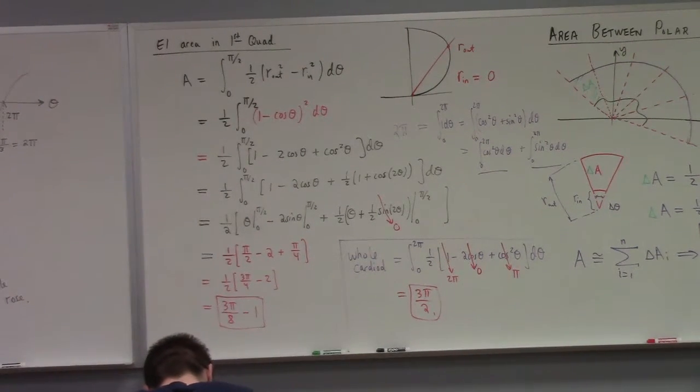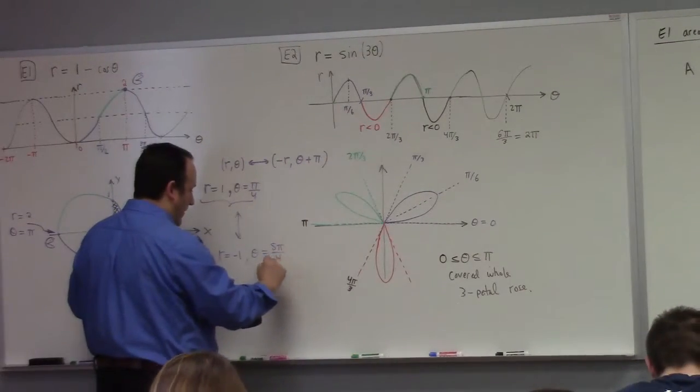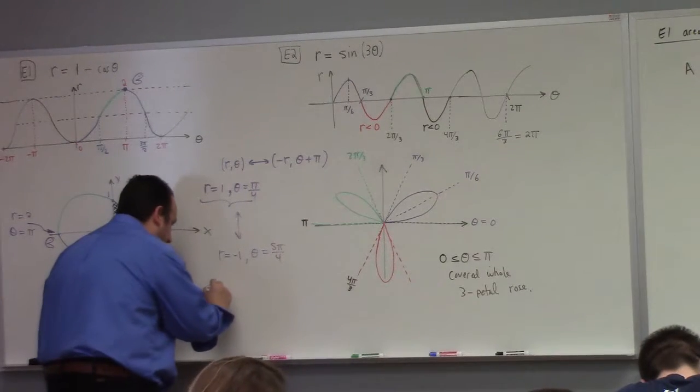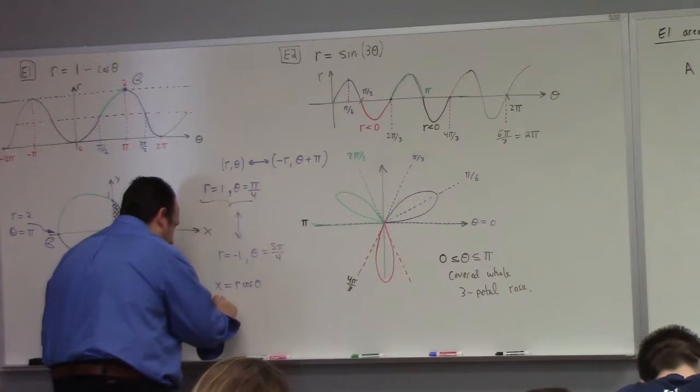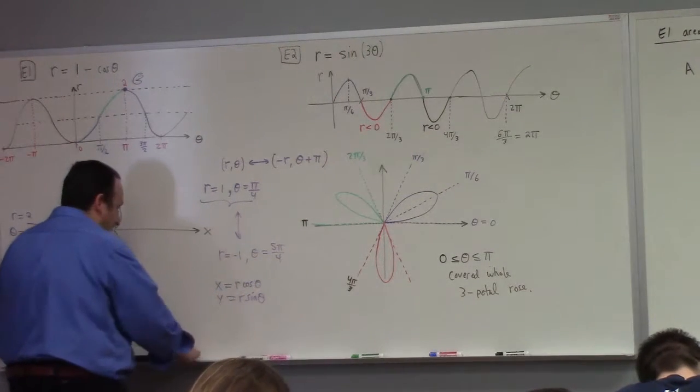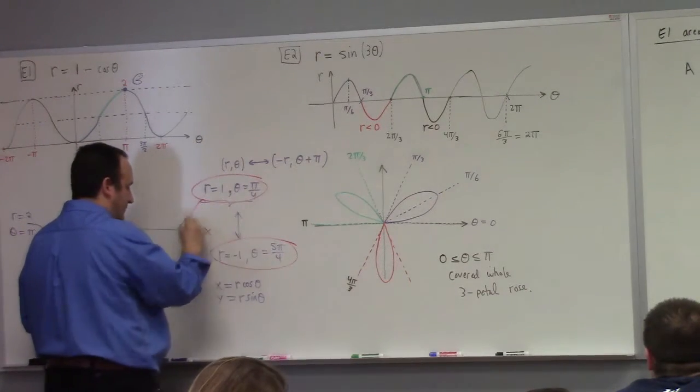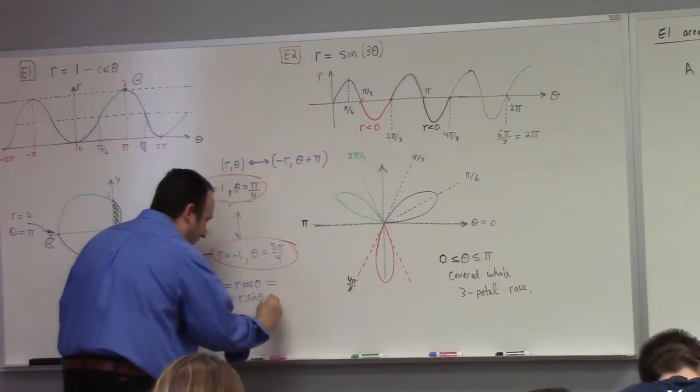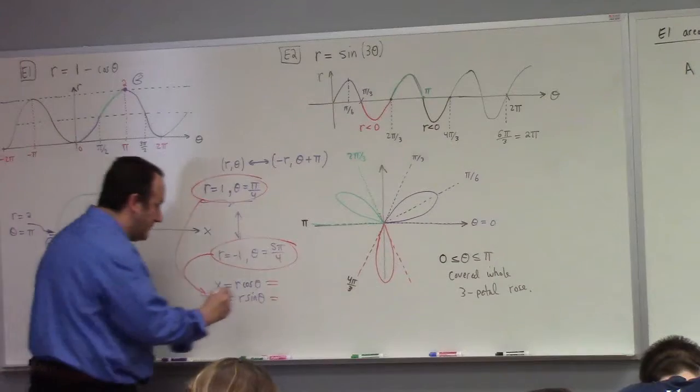It goes back to the fact that if we have r and theta, that corresponds to minus r and theta plus pi. So for example, if I have the point r equals 1, theta equals pi over 4, this polar point is interchangeable with r equals minus 1 and theta equals 5 pi over 4. If we put x equals r cosine theta and y equals r sine theta, and plug in either one, they both give us back 1 over root 2 and 1 over root 2, but for different reasons.